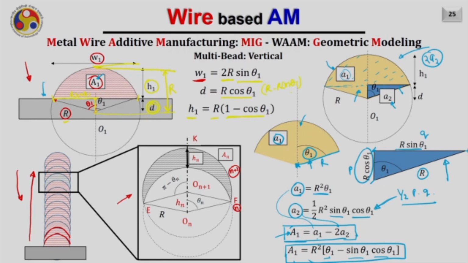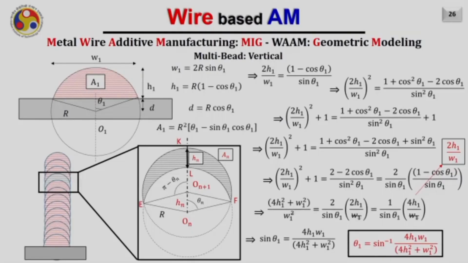It can be noted that we have assumed that the bead shape is going to be represented by a circle, and also that it is deposited on a flat surface. The first bead is deposited on a flat surface. Now, as we already have calculated the expression for A1, you can see that to obtain the value of A1, we should know the value of theta 1. Now, let us try to find out the expression for theta 1.